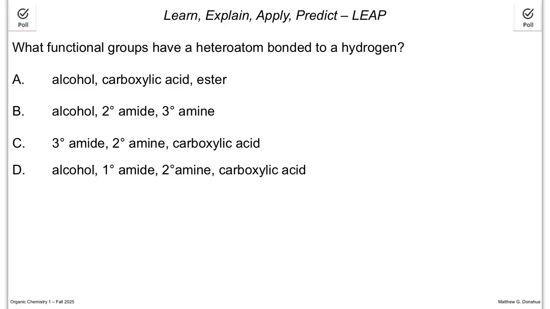So to set the stage for interpreting this, before we go too much further into the actual spectra, let's just review the different functional groups to see what the general patterns are and what regions they occur in. So which functional groups have that relationship? A heteroatom bonded to hydrogen.